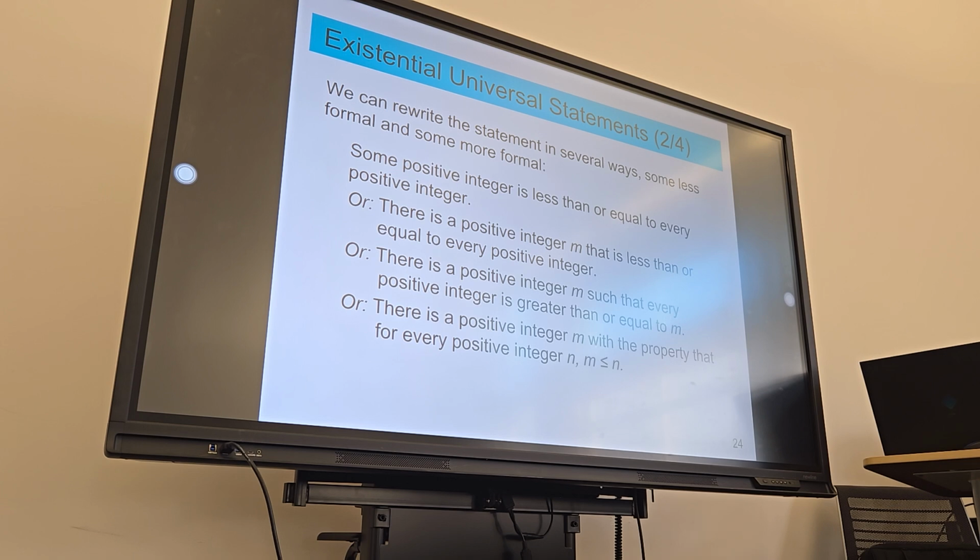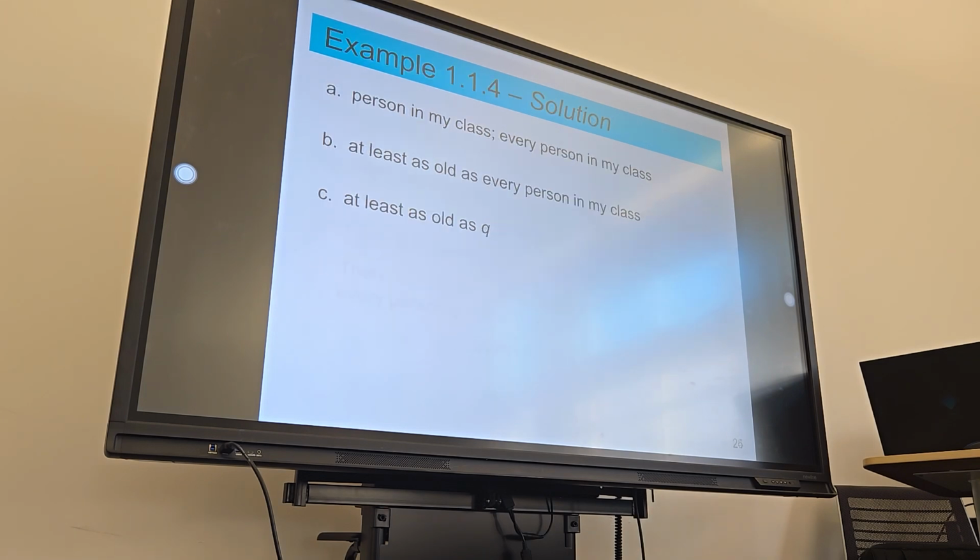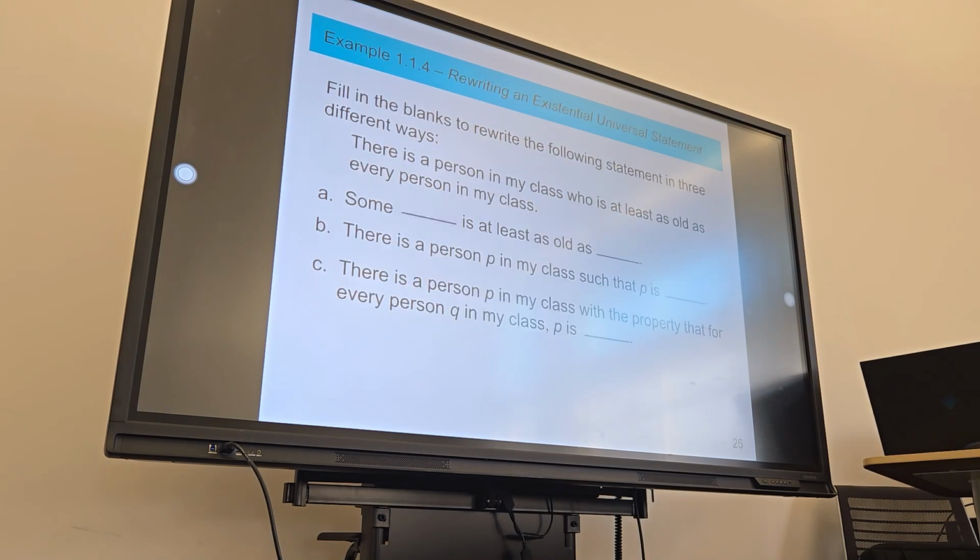Again, rewriting the statement in several different ways. There's a positive integer m that is less than or equal to every positive integer. There's a positive integer m such that every positive integer is greater than or equal to m. And then introducing the n variable. There's a positive integer m with the property that for every positive integer n, m is less than or equal to n. Several different ways of doing it.